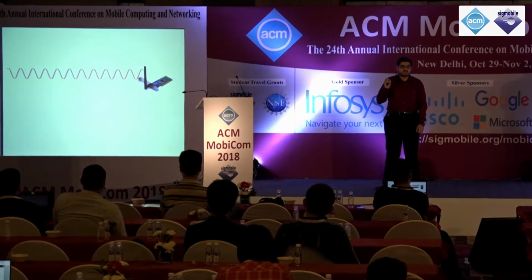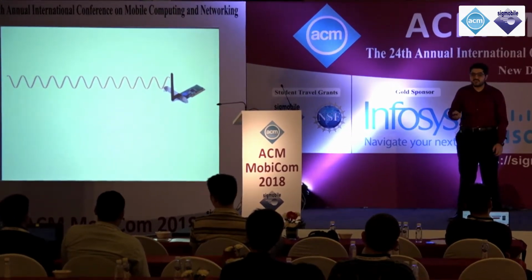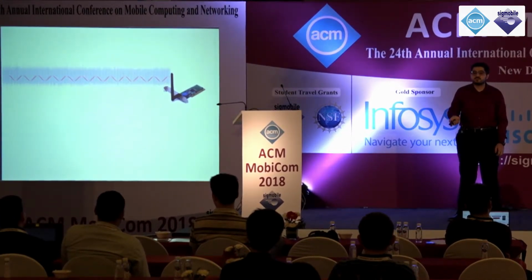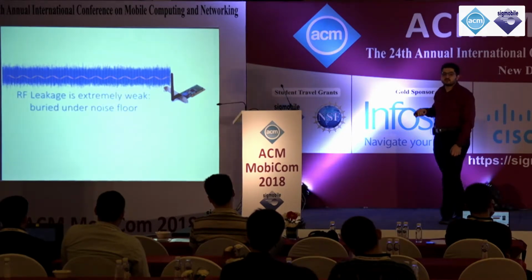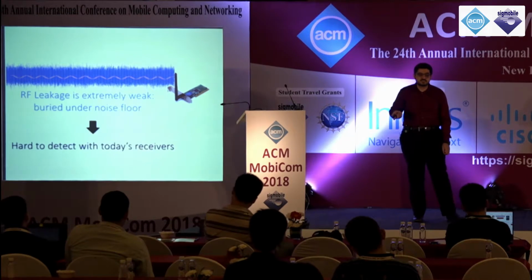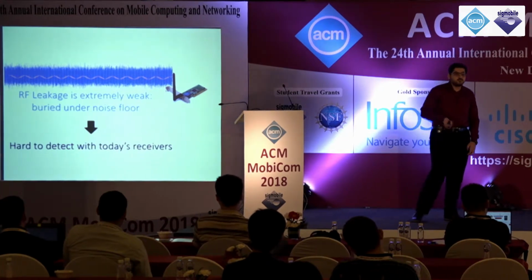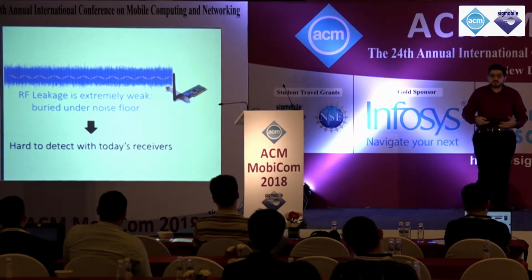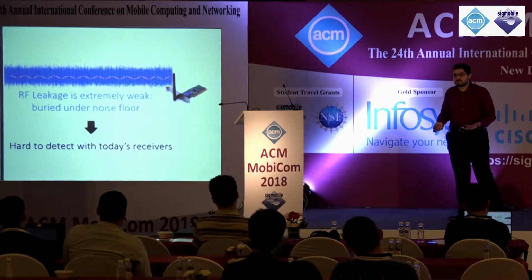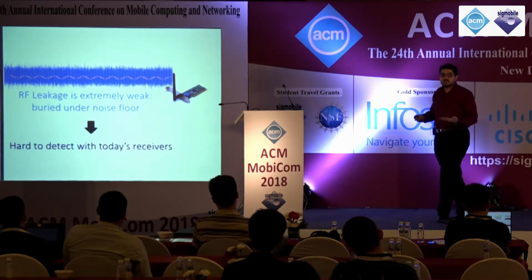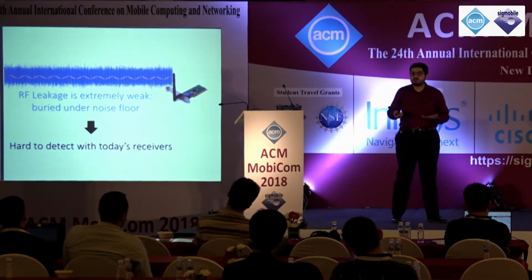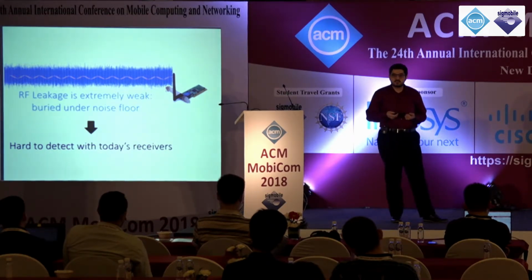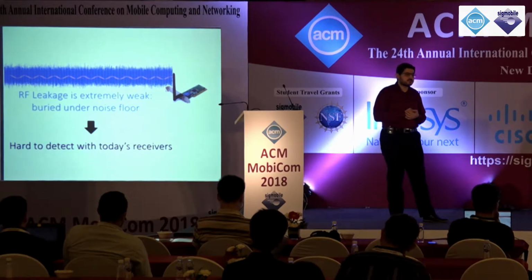This RF leakage is extremely weak. In fact, it's orders of magnitude below the noise floor. And that's why it's very hard to detect. So today's receivers cannot detect it. We do not see it, and that's why we don't even try to look for it. So what we need to do is average the noise to bring it above the noise floor and see it. How do we do that?